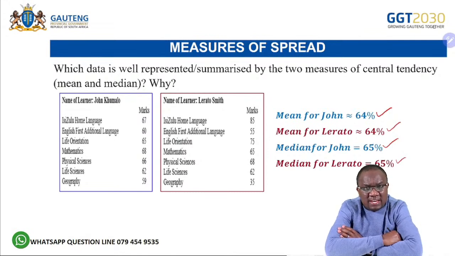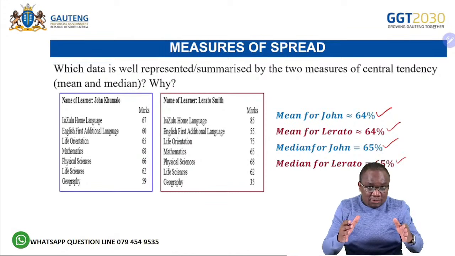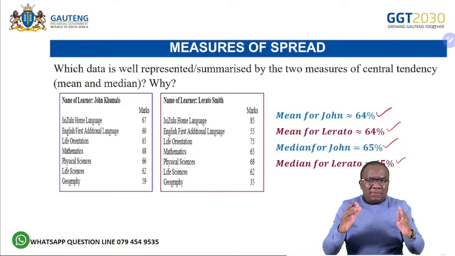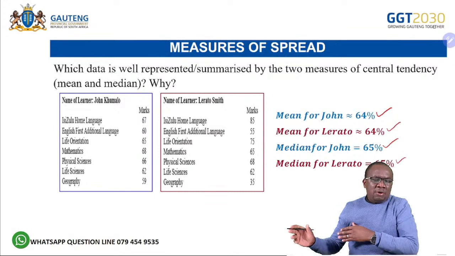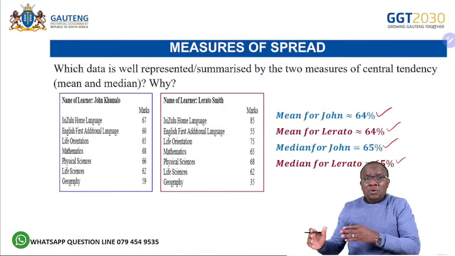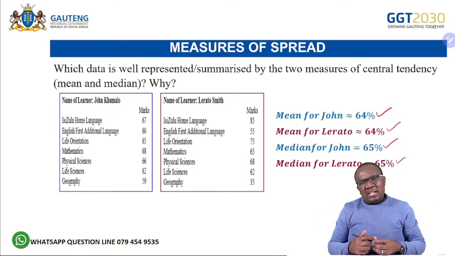So to have a good picture of a data set, we have to look at the measures of spread also. Sorry, we have to look at the measures of dispersion also. But it does not mean that we discard and throw away the measures of central tendency. No, we have to use them both. We use measures of central tendency and the measures of spread to analyze data.